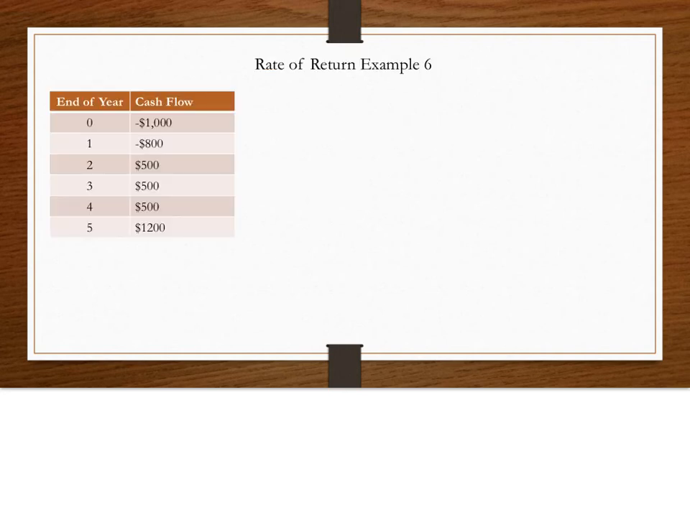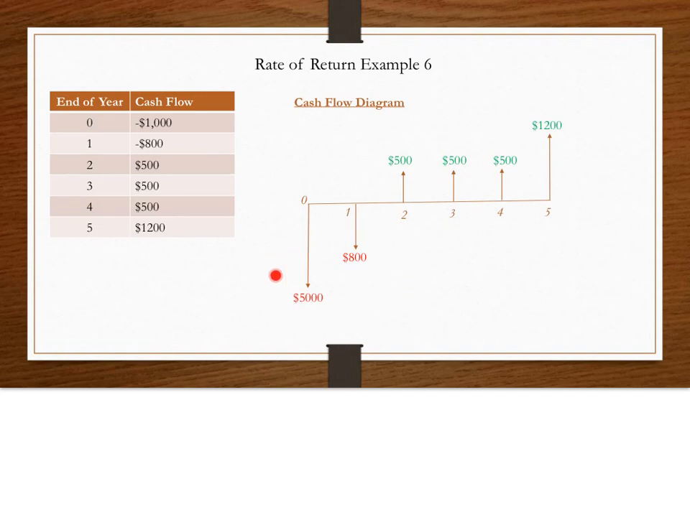For the rate of return example, let's look at this particular cash flow. So the first thing we do is we develop our cash flow diagram. So here we can clearly see our costs and our benefits. For this example, we are going to convert the values in terms of present worth. There are many different ways to do this, so I will show you 2 options.